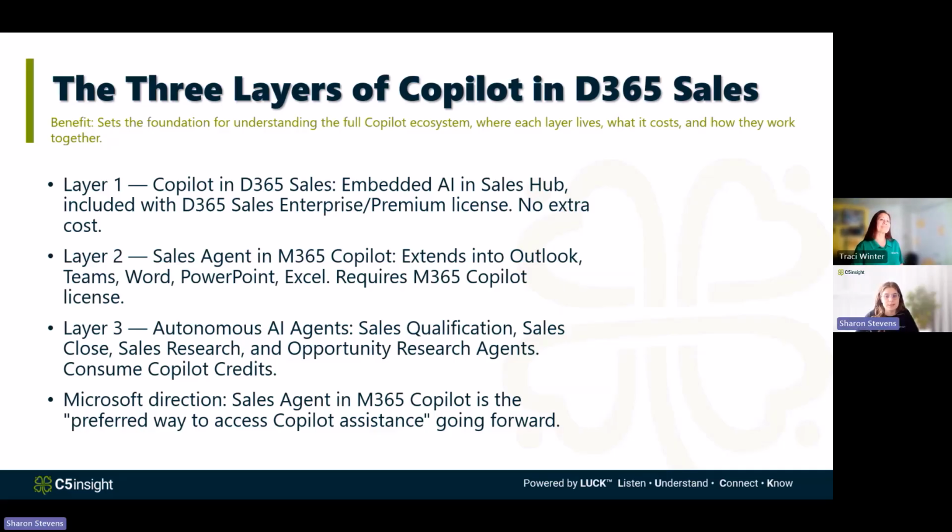And layer 3 is the autonomous agents. This is going to be your sales qualification, sales close, sales research, and the newer opportunity research agent. These run on their own and consume Copilot credits, either pay as you go or prepaid. So 3 layers, 3 cost models, 3 usages, 1 brand name.